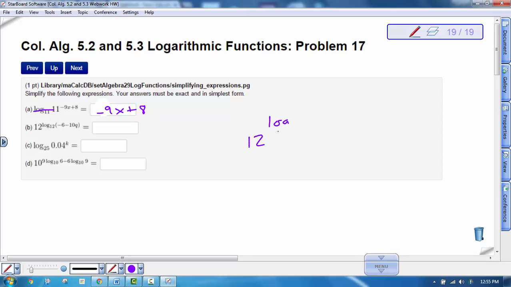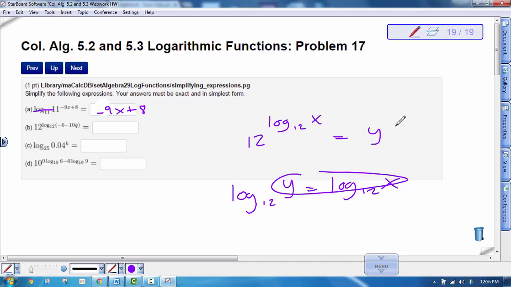If I have 12 to the log base 12 of, let's say, x, and I want to know what that equals, well, it's in exponential form, so I can go to log form: log base 12 of y equals the exponent, which is log base 12 of x. So you can see that y equals x, so this whole thing has to just be equal to x. Same thing here then, these cancel. So basically you just end up with negative 6 minus 10 cubed.